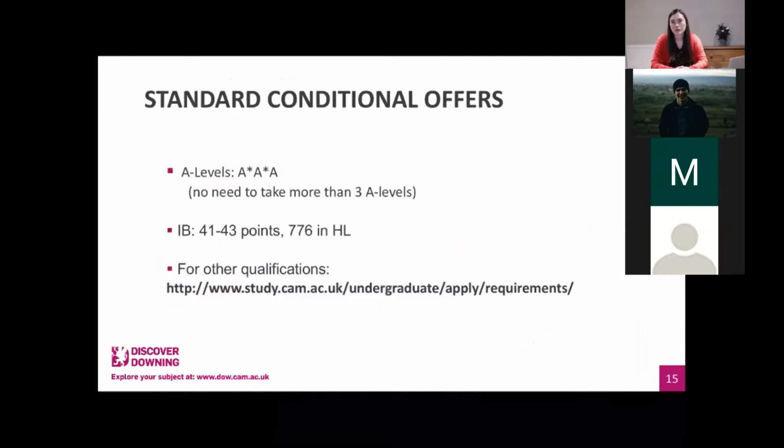So the standard conditional offer then for economics is 2 A stars and an A, or 41 to 43 points with 776 in your higher levels if you're doing the IB. If you're doing any other qualifications like Scottish Highers or any other international qualification, please do have a look at the website link there and find out what the conversion would be.